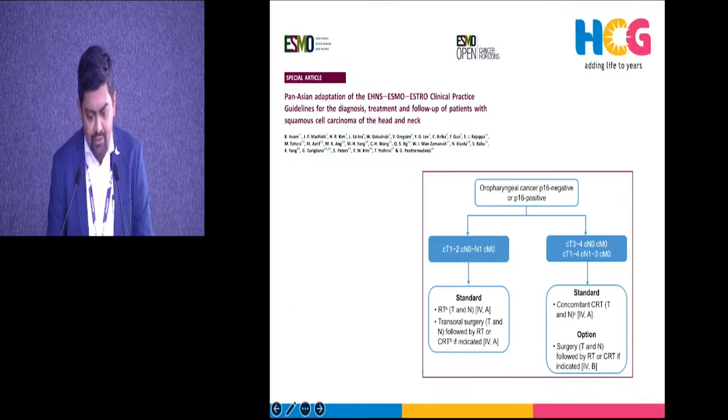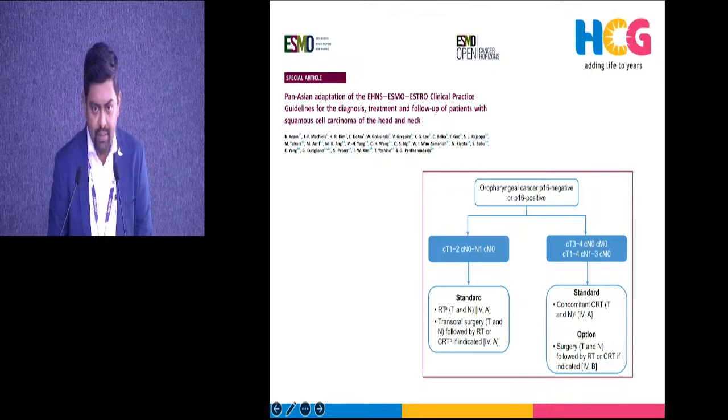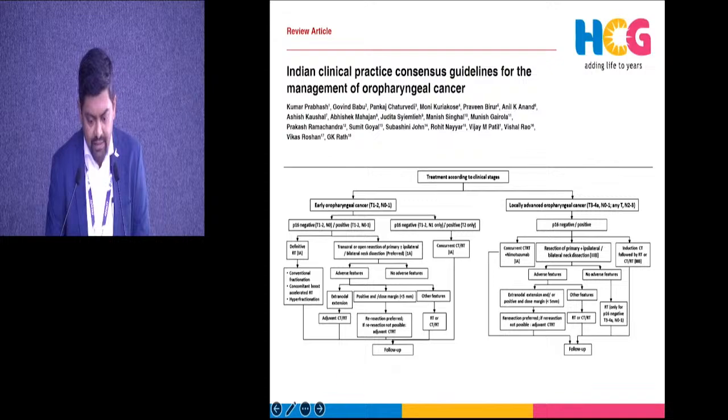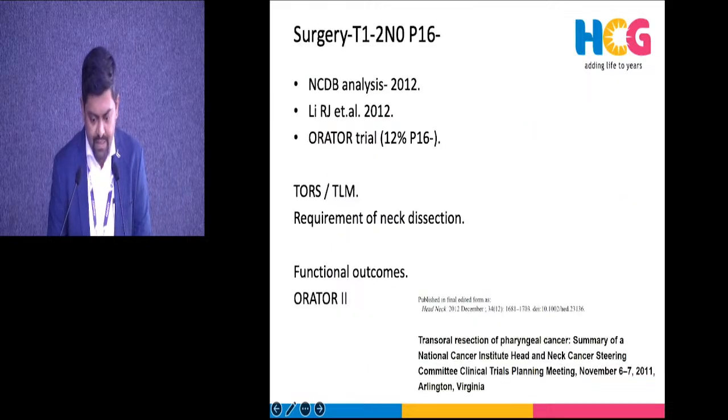In comparison to that, all the guidelines in oropharyngeal cancer, especially in a P16 negative cohort, which is a more common cohort for us, more or less remain the same. Most of the time the P16 negative patients end up receiving radical chemoradiation. We do have an Indian guideline also for oropharyngeal cancers, both early and advanced, P16 positive and negative, and if you look carefully, most of the time radical chemoradiation remains the standard of care, as in NCC and P16 negative.